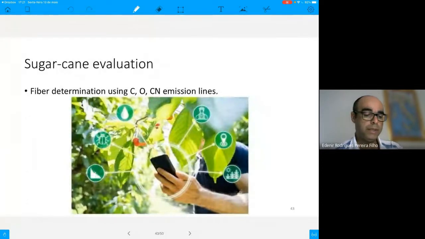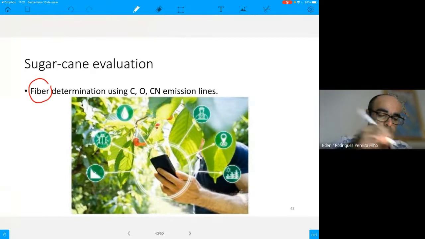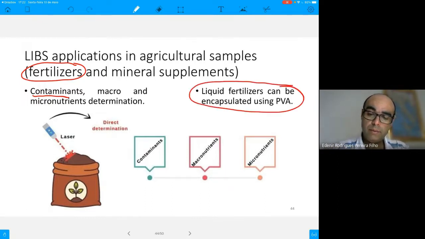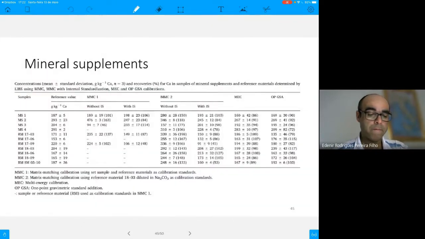Some results for sugarcane. We used LIBS in order to analyze the fiber content in sugarcane. And also, we analyzed fertilizers in order to determine phosphorus, for example, and also some contaminants in fertilizers. Some fertilizers were liquid, and we encapsulated the samples using polyvinyl alcohol. I am presenting here some results for calcium in fertilizers.